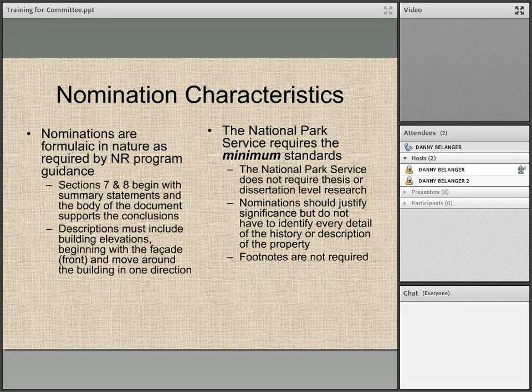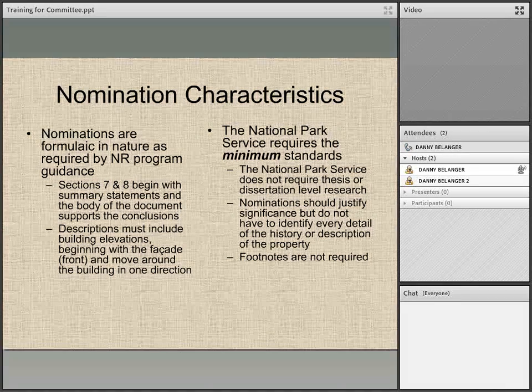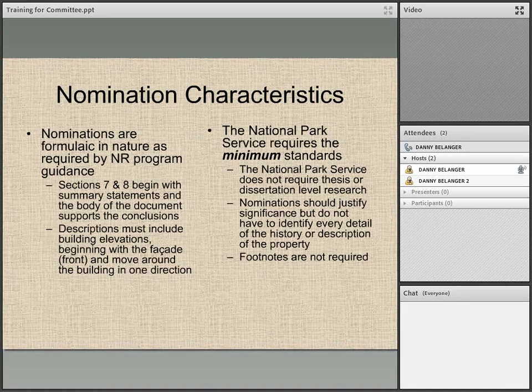Nominations are formulaic in nature, which means they follow the same format on every one of them, and generally you can make the same sort of outline for all nominations. They start with filling in blanks with answers that you can get directly from National Park Service bulletins. And then Section 7 and 8 both begin with summary statements. Section 7 is all about an architectural description, and Section 8 is all about significance. So they both start with a summary, and then the body of each section supports those conclusions.